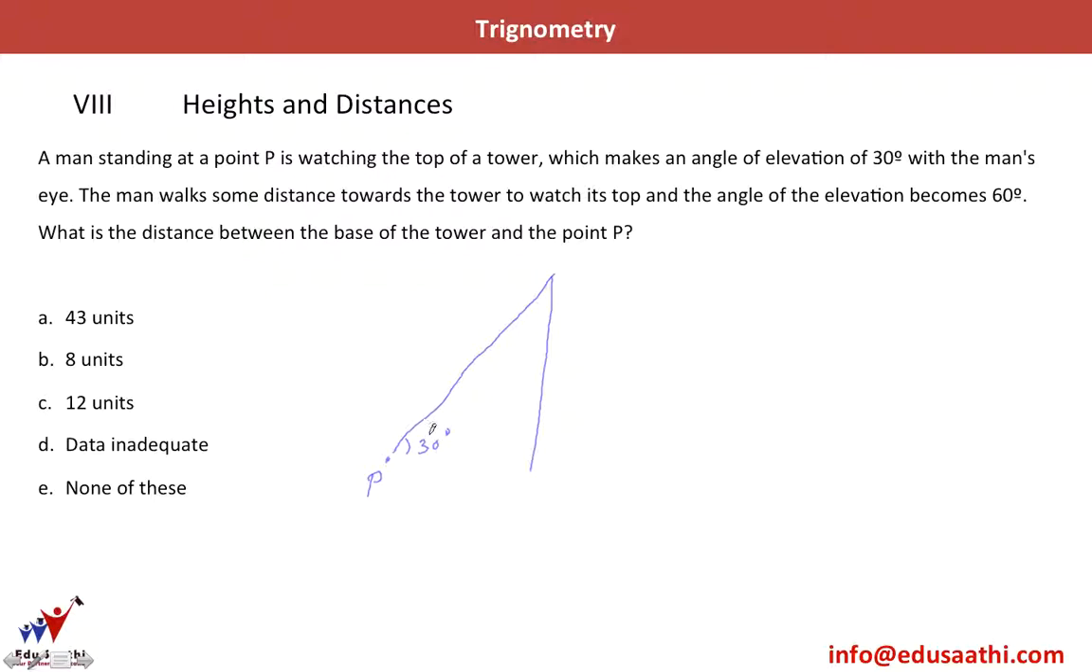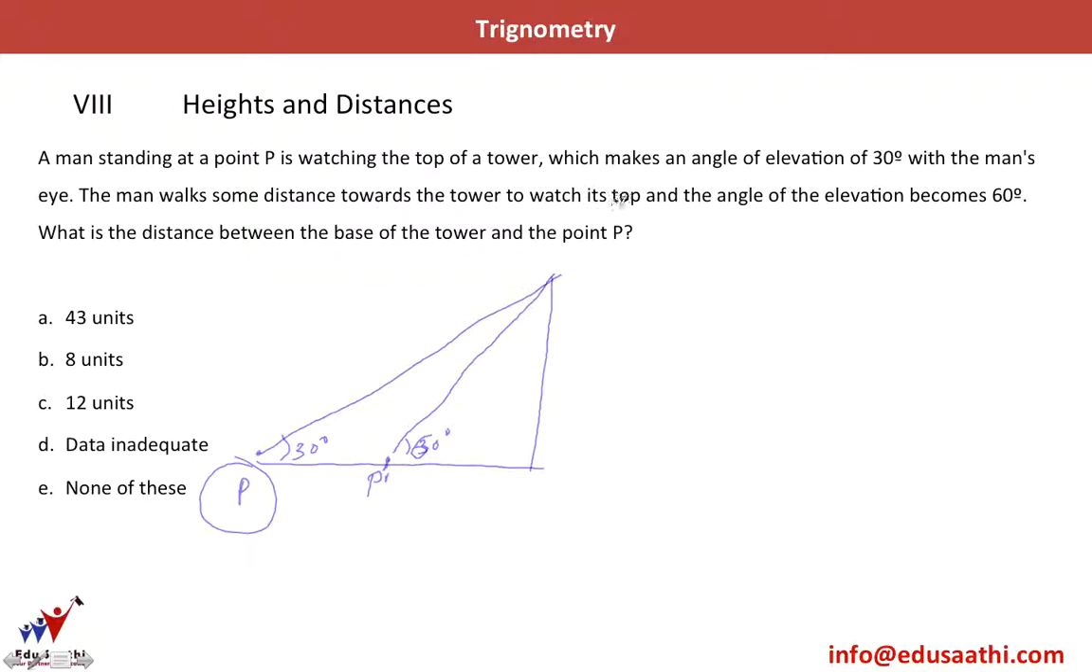So this figure will become a little cumbersome, so what I'll do is I'll make this angle as 60 degrees and the initial angle I'll make it here. So initially the point P was here and this is the point P dash. This angle was 30 degrees and then he moves in this line to reach the point P dash here, from where the angle is 60 degrees. What is the distance between the base of the tower and this point P?